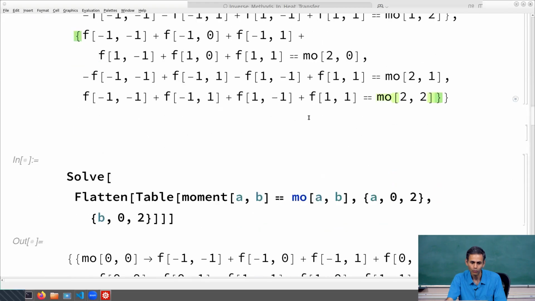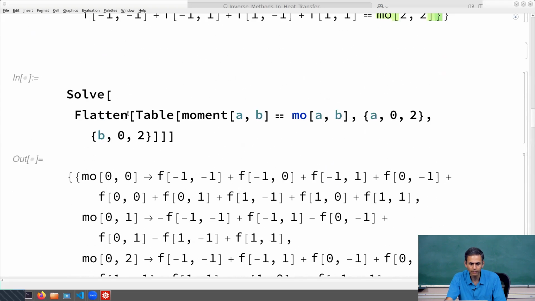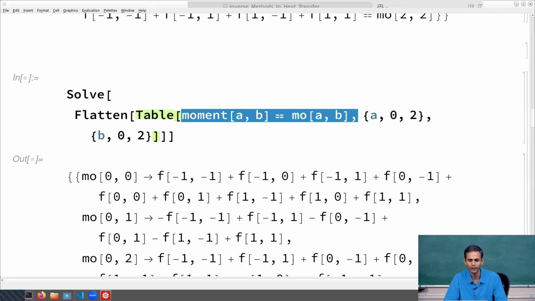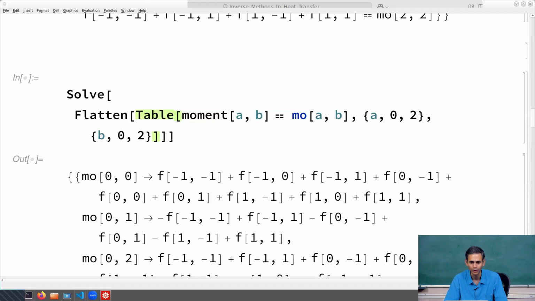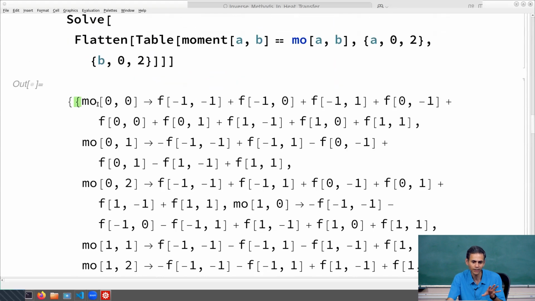Okay, so what I will do is for that I will come back here. I will write that we have this table which is moment of AB equals MO of AB. This is exactly the same as what we have seen before. The only thing is that I have written Flatten. Flatten is going to take away one of the lists that we have; otherwise it's going to be a list of lists. And then we say Solve, and keep it here. Basically, this is exactly the same as what we have written before, except that it has m00 arrow to the distribution functions.